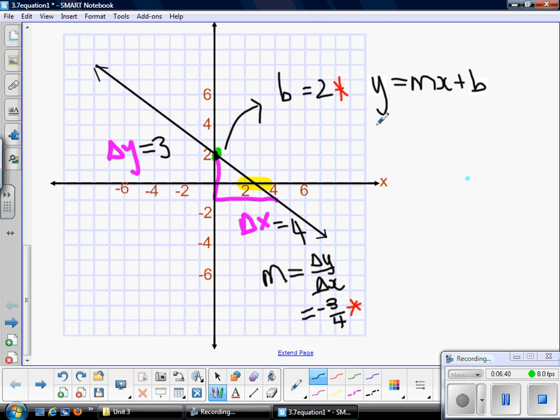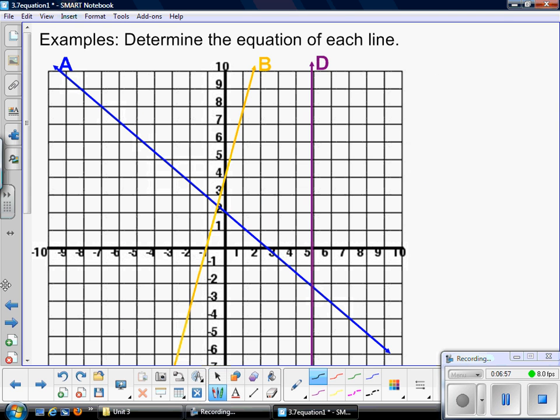So let's go y equals -3/4 x, and our y-intercept was a +2. Okay, so it's that simple. So now we'll go and do those examples.